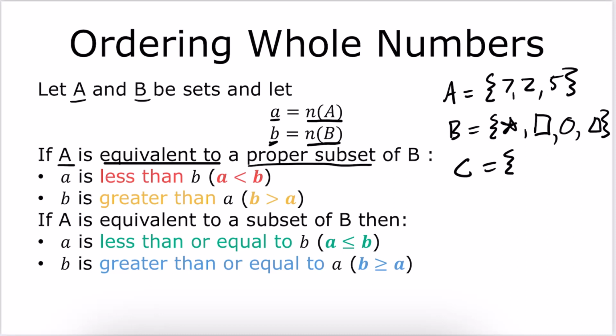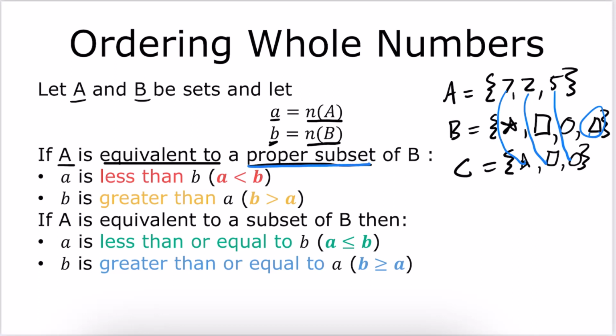And I can, because I could define C to maybe be star, square, and circle. And there is a one-to-one correspondence from A to C. And C is a proper subset of B, because every element in C is also in B, and B has at least one element that is not in C. And so that means that it is a proper subset.